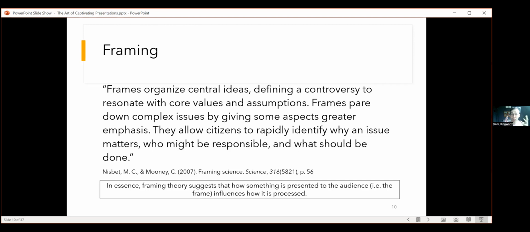So the way that you present your science, the way that you frame your science, as I'm going to give you some examples of in a second, to your audience, affects how likely or unlikely it is to be accepted by them, for them to engage with it, for them to be interested by it.